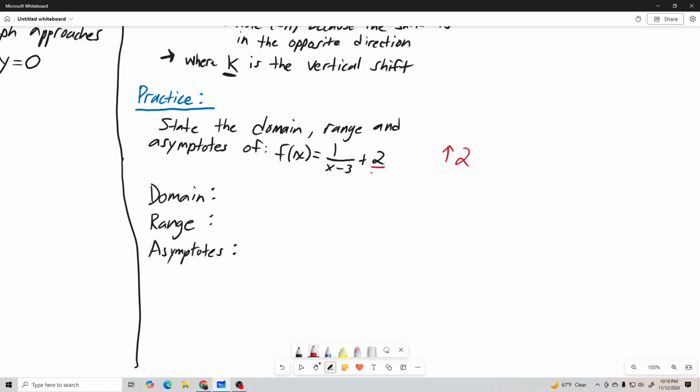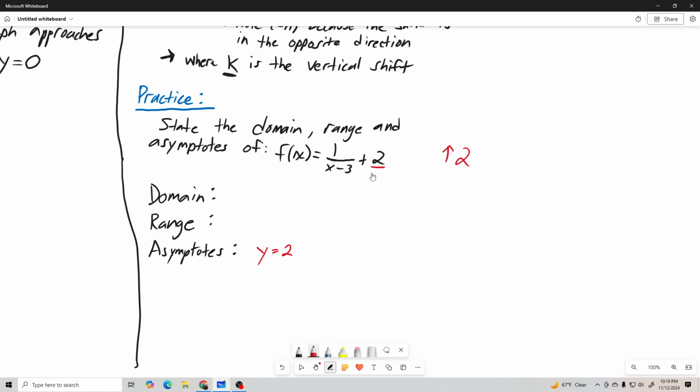So if our asymptote was normally on the line y equals 0, and we shift it up 2, what is our new asymptote going to be? It's not going to be where y equals 0. It's going to be where y equals 2. So we know automatically that one of our asymptotes is y equals 2, because we shifted the whole graph up 2. And we'll go back and graph this just to show you that this is right.